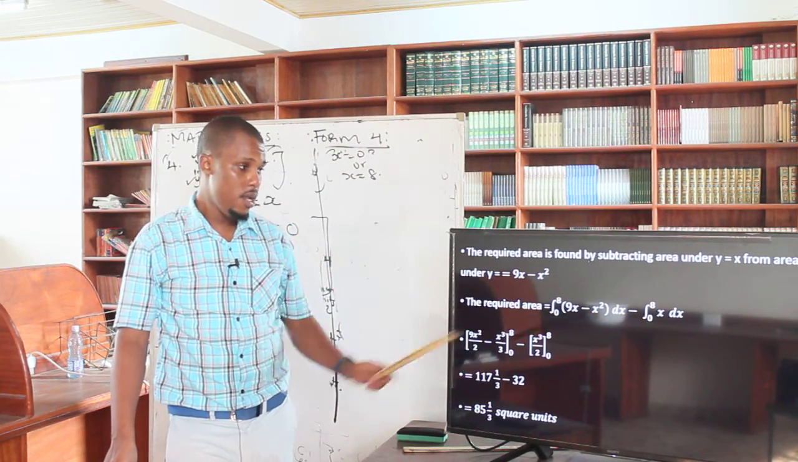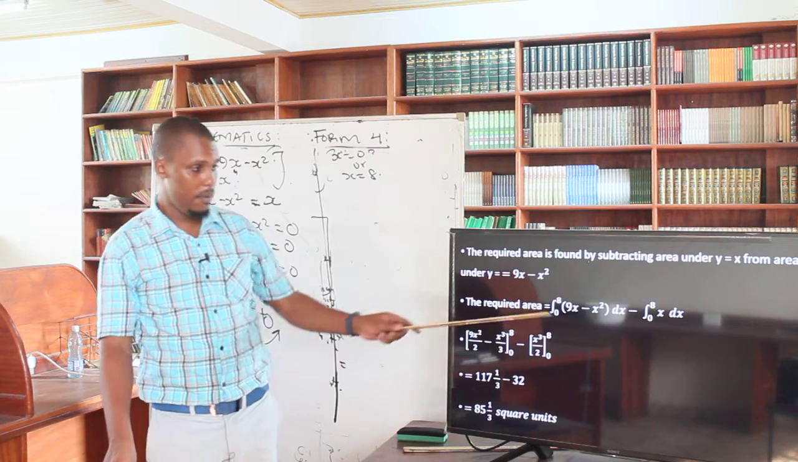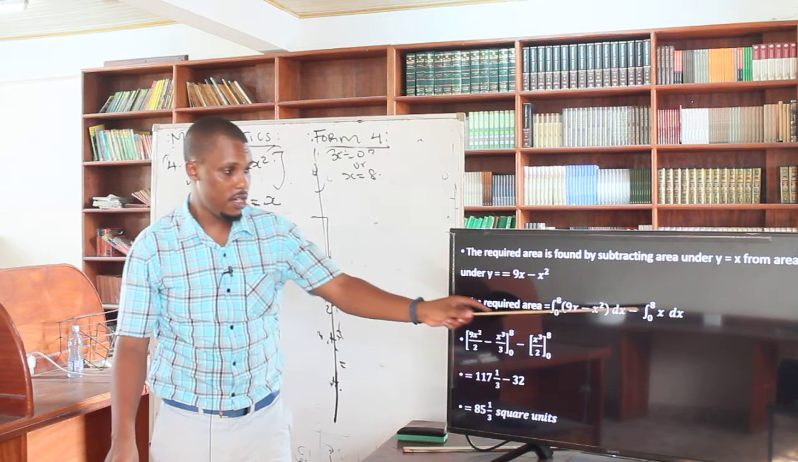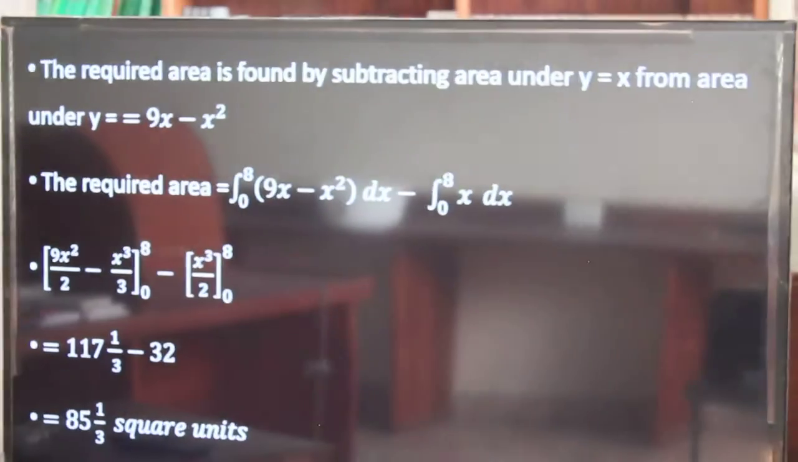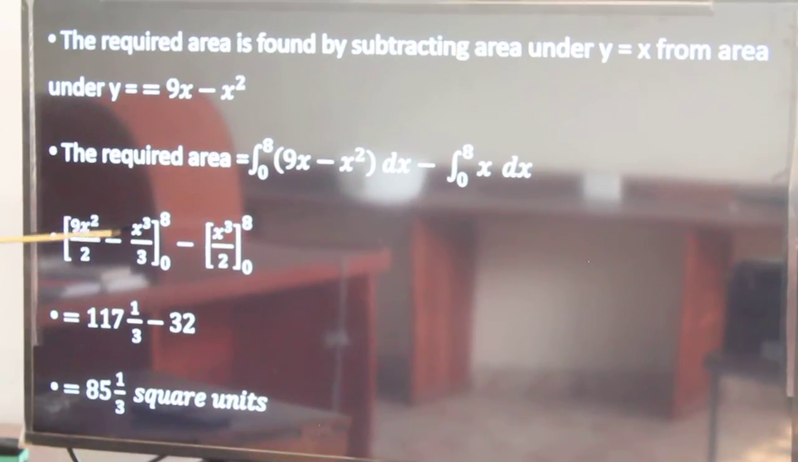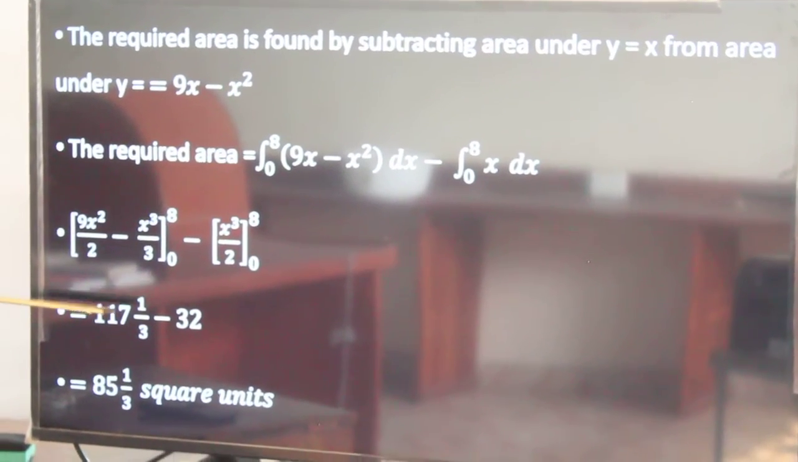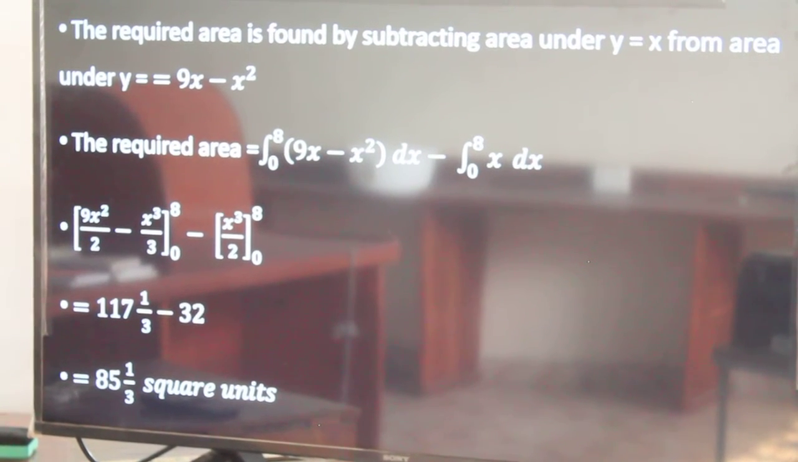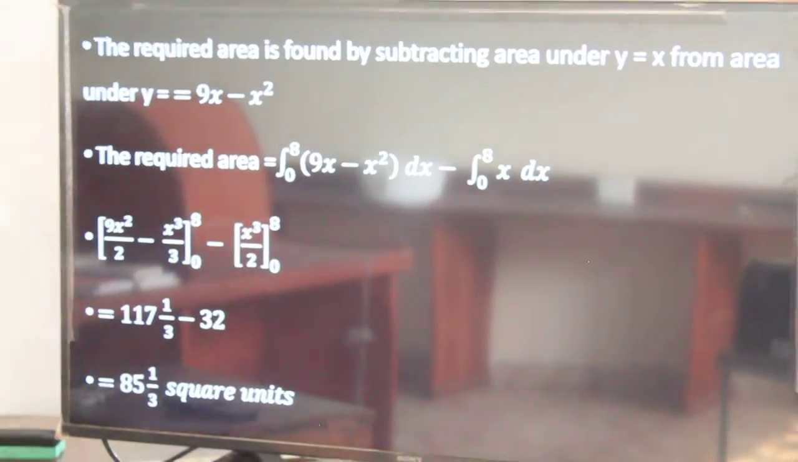Using the integration method, the integration of this one becomes this, and the integration of this one becomes this one. Substitute the limits of integration, the upper one minus the lower one, and you get 117, then minus 32. Finally, you get your answer: 85 1/3 square units.